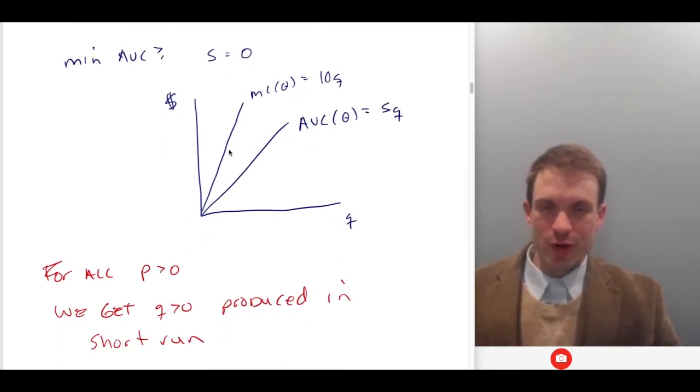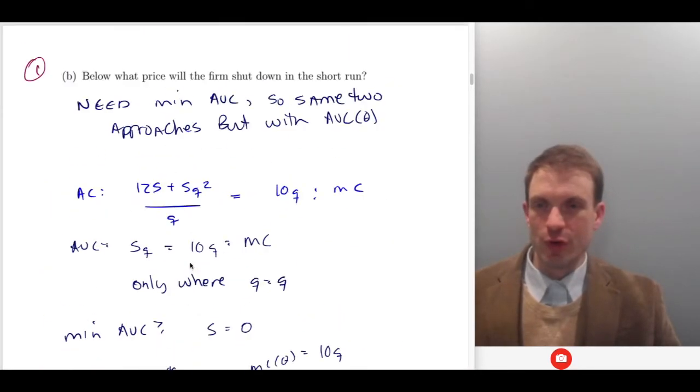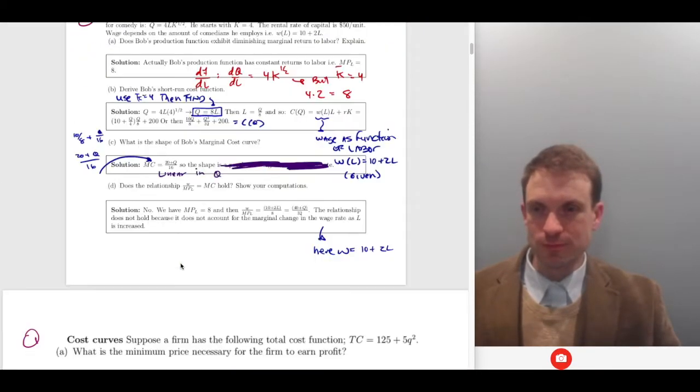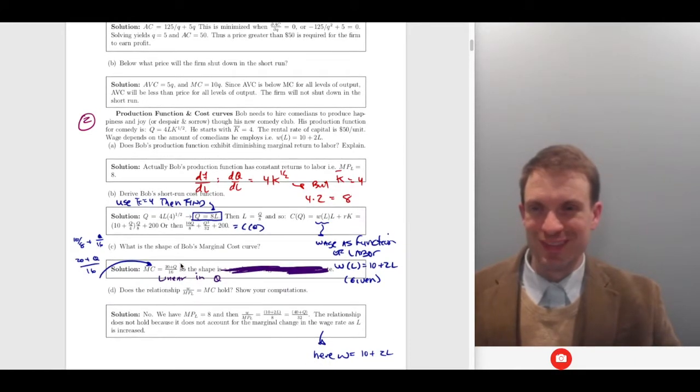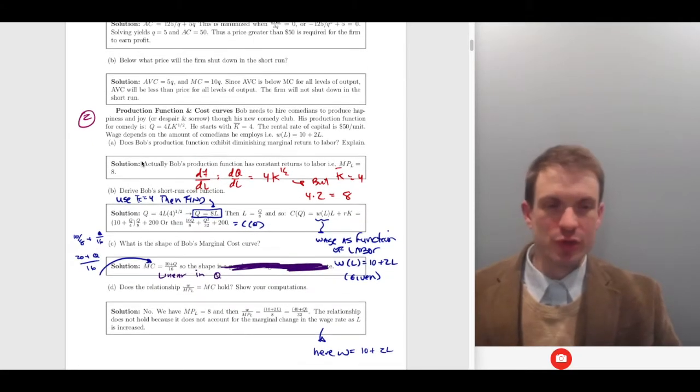So when marginal cost is greater than average variable cost, the firm will continue to produce, at least in the short run. When marginal cost is below average variable cost, which happens everywhere for negative outputs, the firm's going to shut down. Well, that's actually not going to happen. So for all positive prices, we get a quantity that's positive produced in the short run. So going back to my comments up here, the firm will not shut down in the short run because average variable cost is below marginal cost for all levels of output. All right. So we'll continue on to the next one.